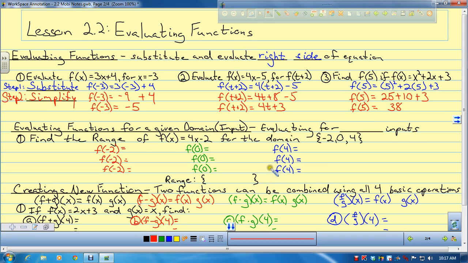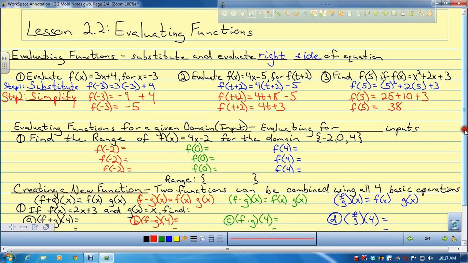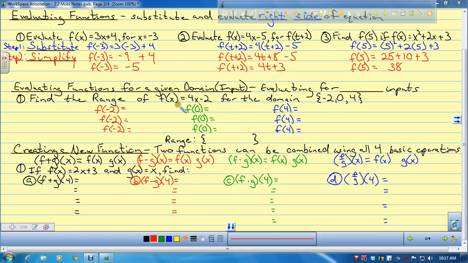Okay. So that is evaluating those functions, or essentially plugging in a value. Okay, plugging in a value to that function notation. All right. Now we're going to evaluate functions for a given domain. Or remember, the domain are our inputs. So for a given number of x values that we're going to put in. And what this simply means is evaluating for multiple inputs.